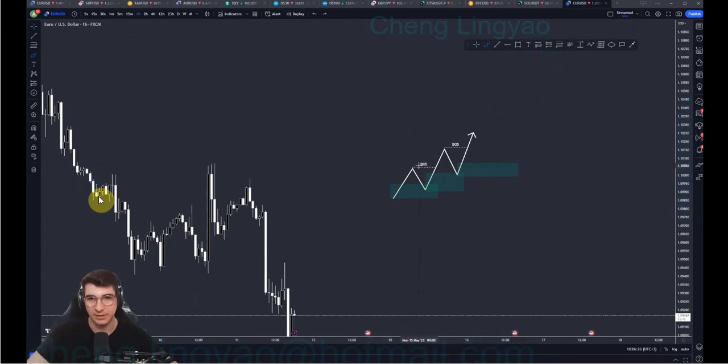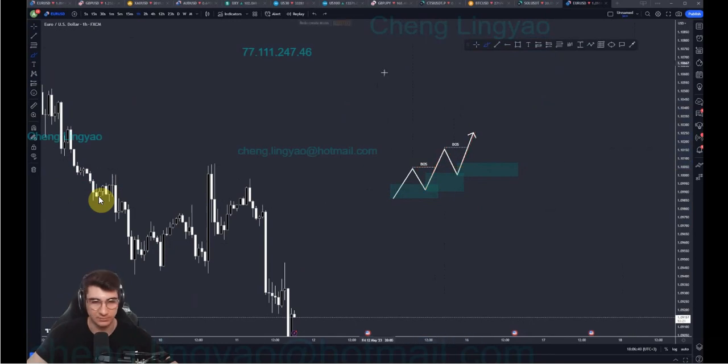After you have an aggressive change of character or break of structure, because price is in session and there's a lot of volatility coming in, it usually just comes back to tap the flip zone and then leaves. It doesn't really come back to the extreme supply and demand zone. So for that reason, we also need to know what flip zones are.